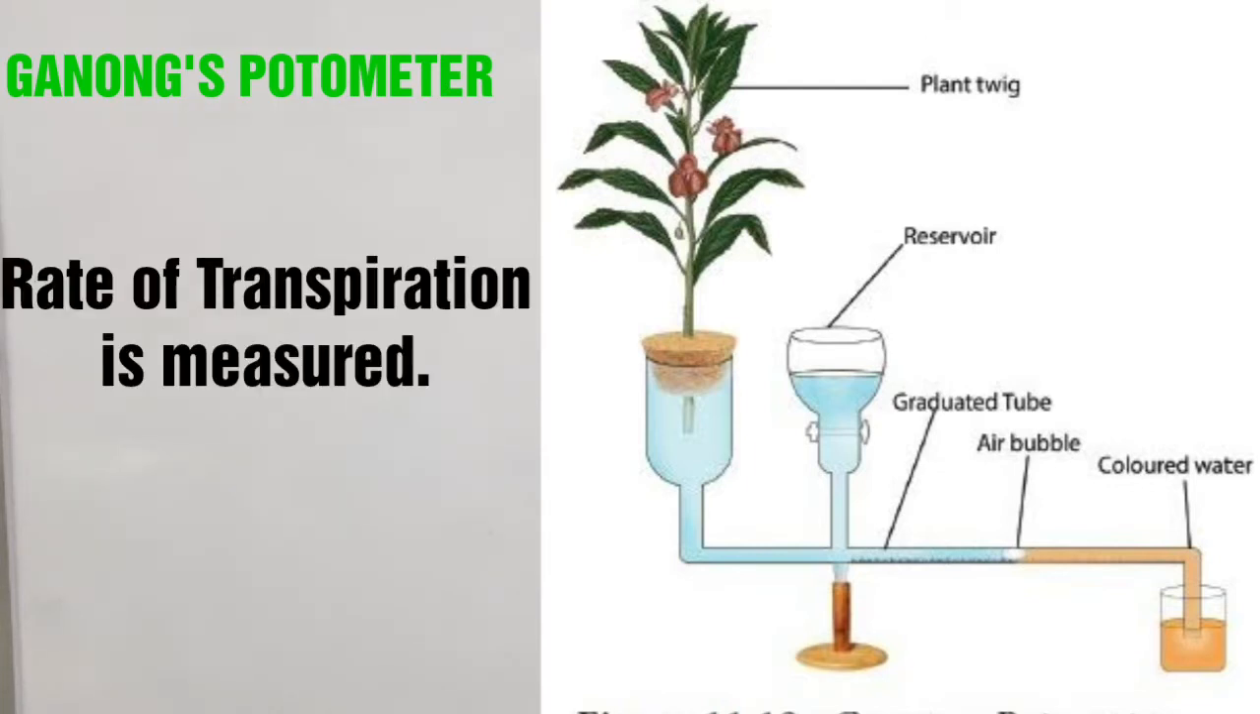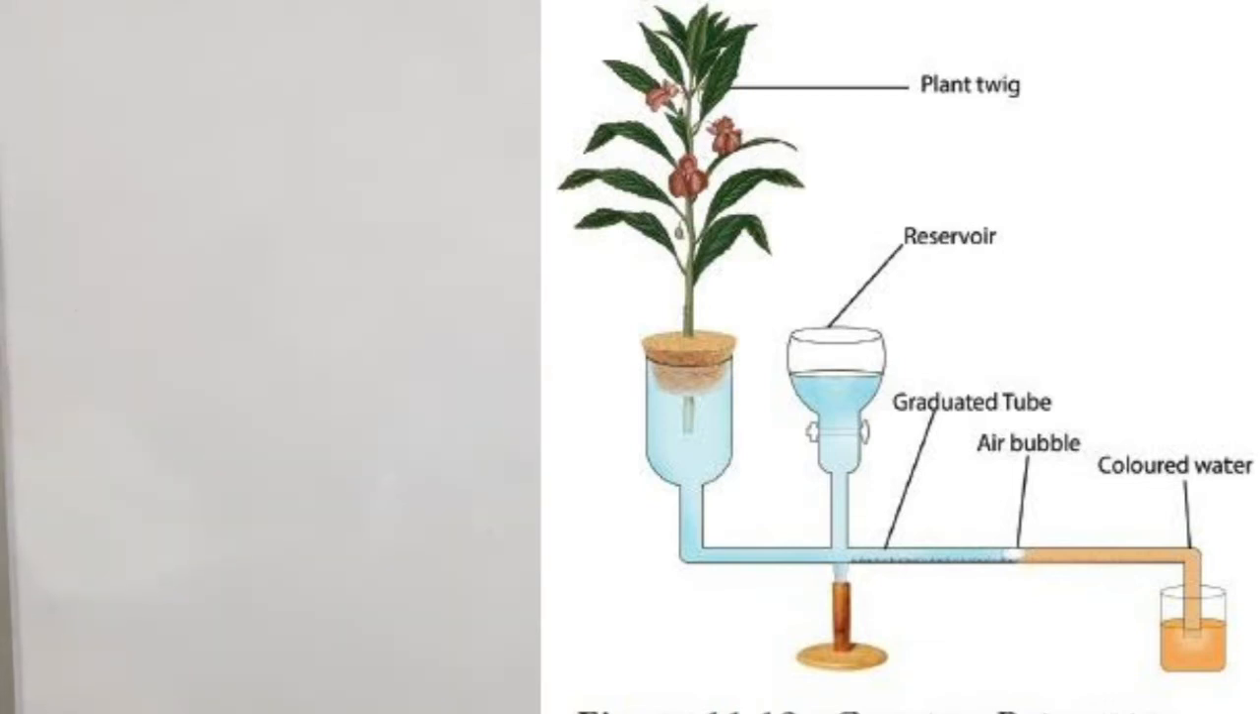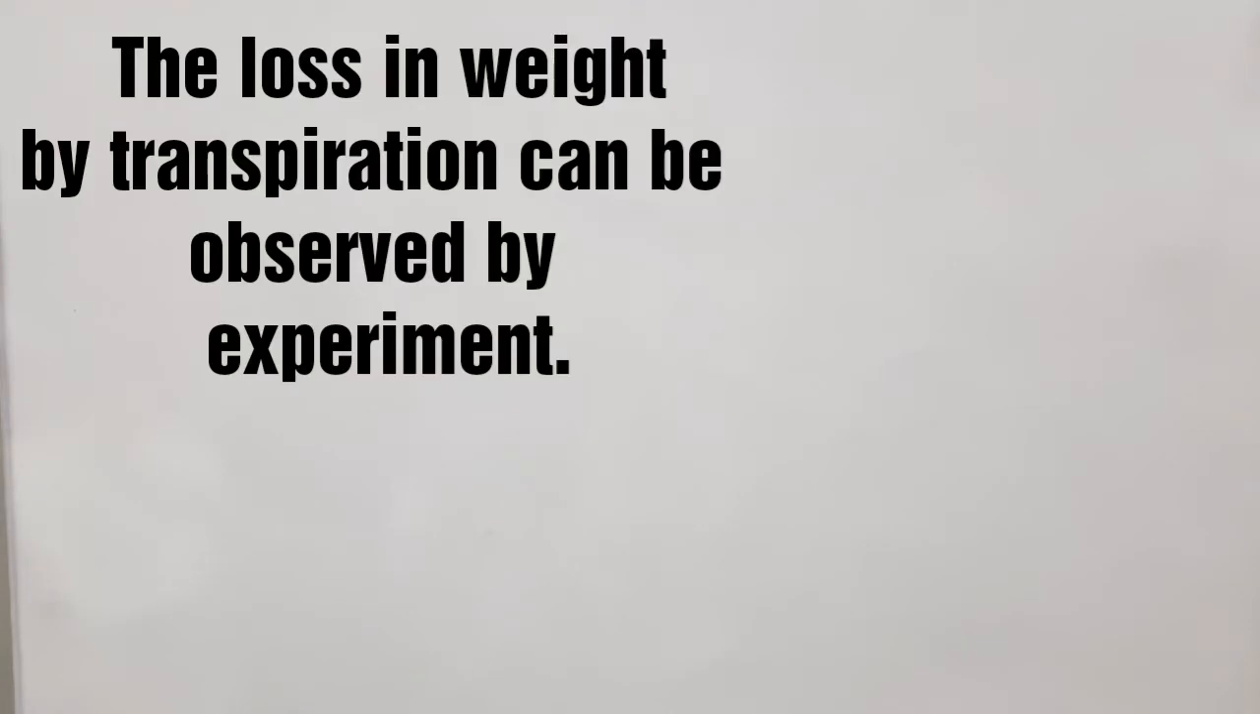Here you can see a plant or a twig is attached to the end. It is a leafy shoot. It has a reservoir, it has a stopper, and the beaker is used to calculate the rate of transpiration. How much water is collected? It is being used to calculate the rate of transpiration.